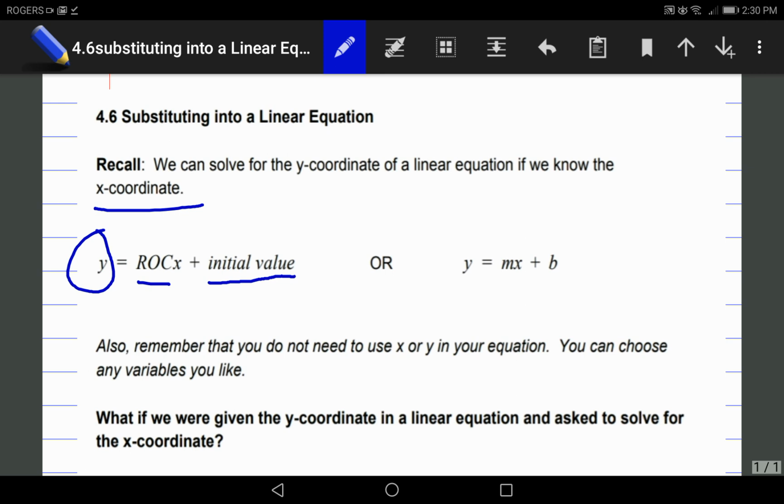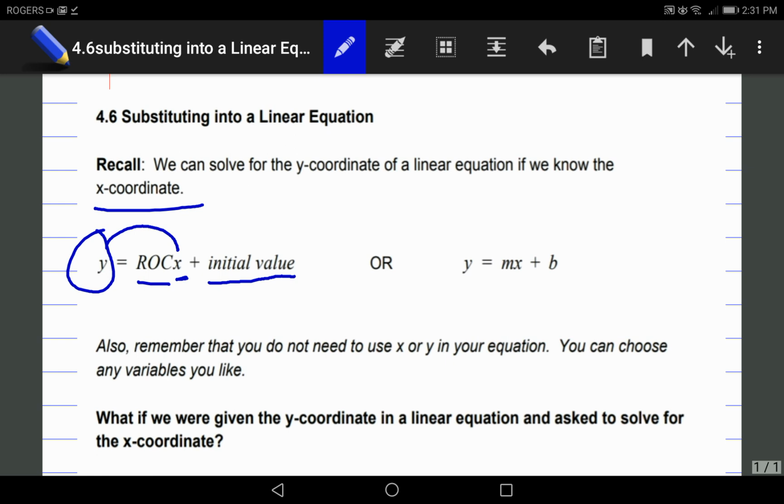And then what if we're also given x, right? We can then find what y is going to be that goes with that x, right? So it's the y that corresponds to that x value in a table of values, let's say. Now, we know we can do that. We can solve for y. But what if we're given y and we need to solve for x? That's the question here.